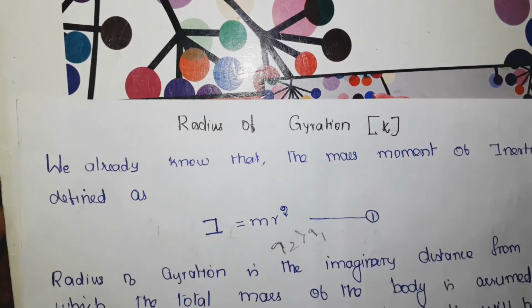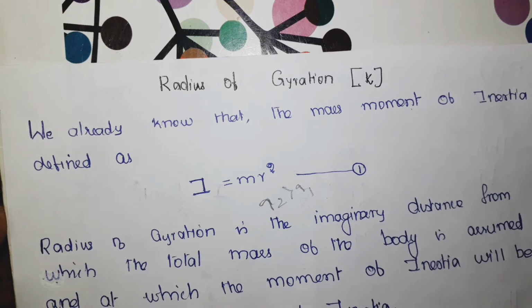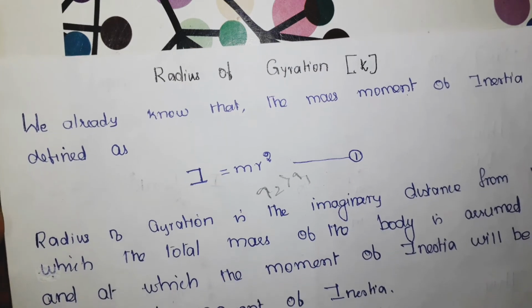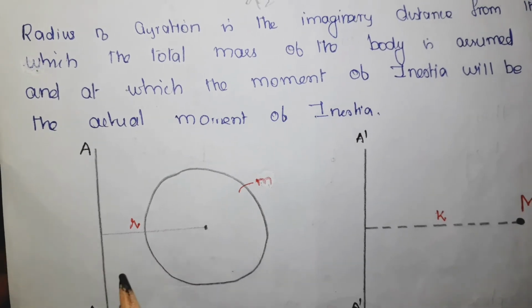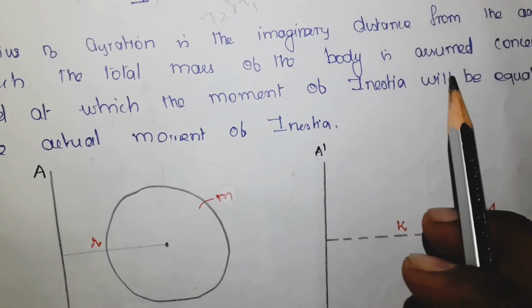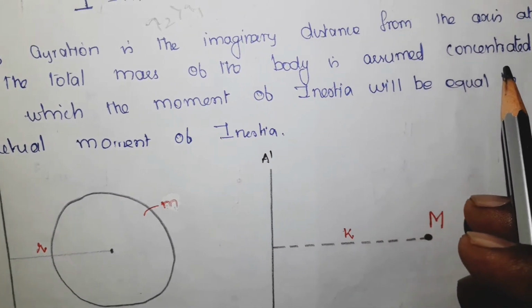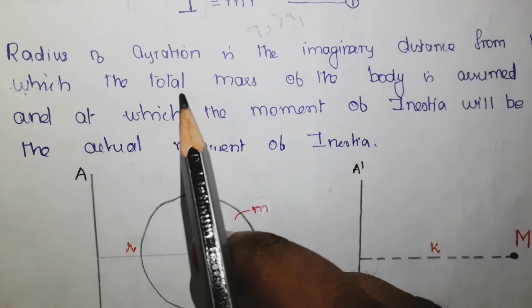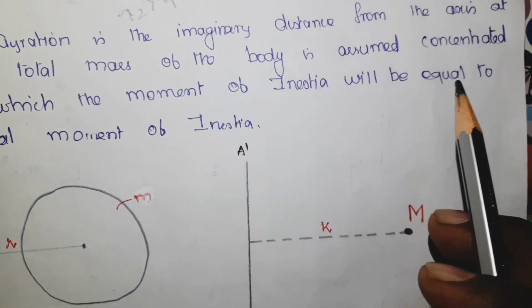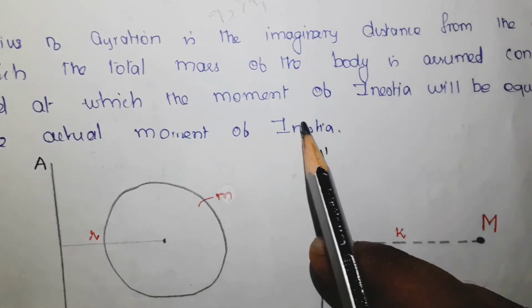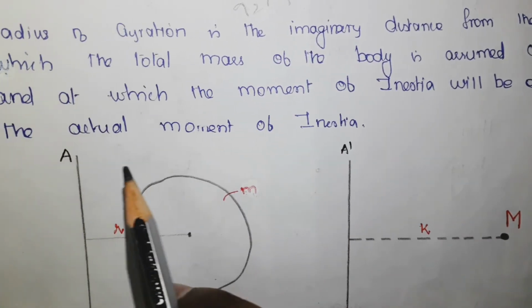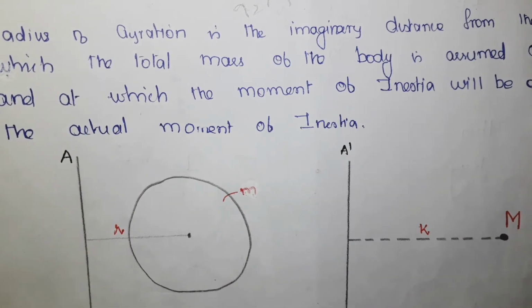So here is the new topic, the second one, radius of gyration. Now let me go to the definition. Radius of gyration is the imaginary distance from the axis at which the total mass of the body is assumed to be concentrated, and at which the moment of inertia will also be equal to the actual moment of inertia.